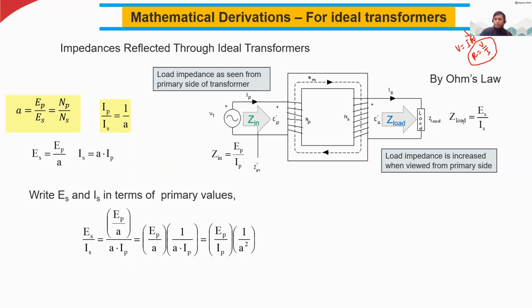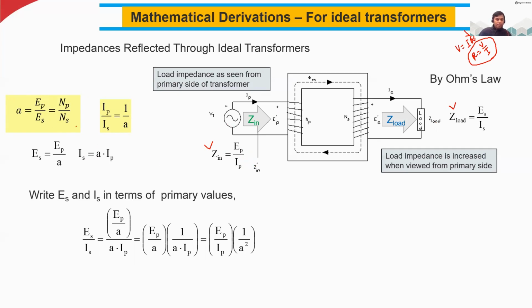So load impedance Z load is equal to the voltage in the secondary side divided by the current, right? Voltage divided by current. The voltage is ES and the current is IS. Secondary side voltage divided by secondary side current. This is the load impedance. Similarly, input impedance is equal to the voltage in the primary side divided by the current in the primary side. So now we know the basic equation for impedance on both sides. Now we will rewrite this equation in a different way.